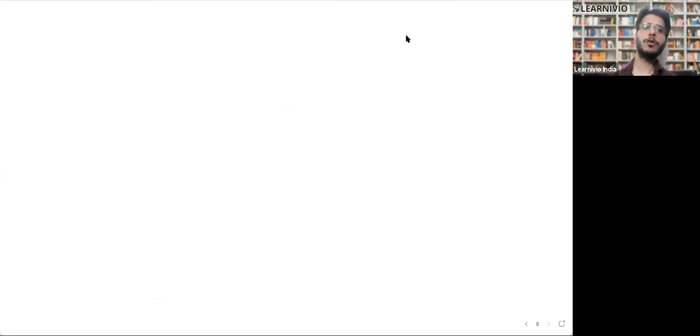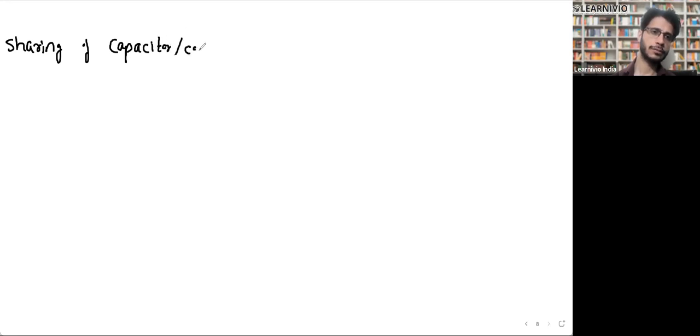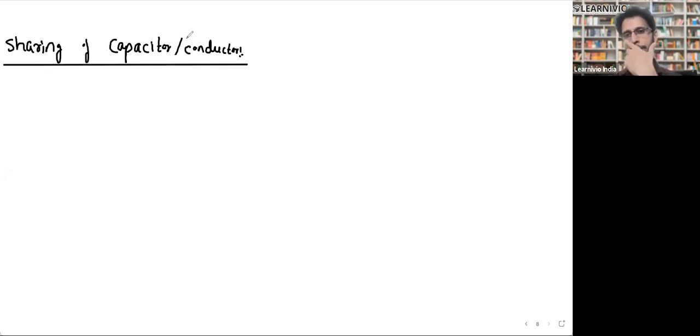Okay, the first type of questions that we get in circuits are purely on capacitors. That's sharing of capacitor or conductor. That's the first type of question. It is what happens when we share two capacitors or when we share two conductors.